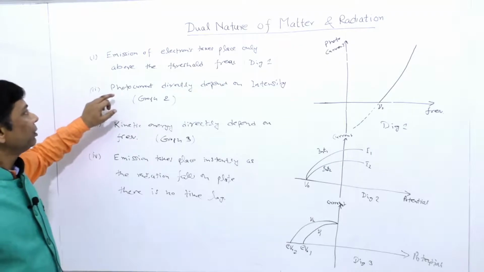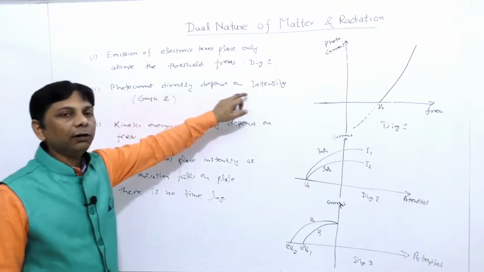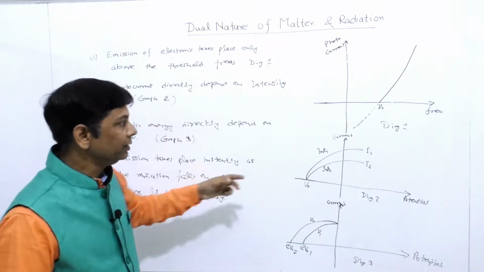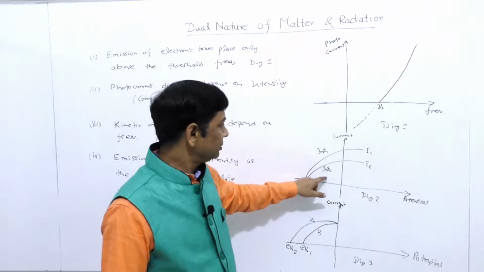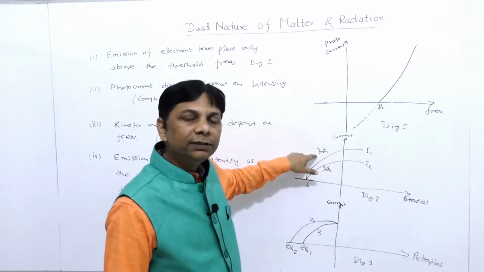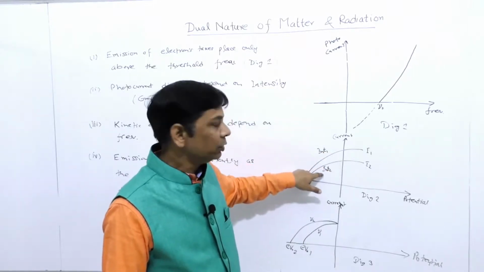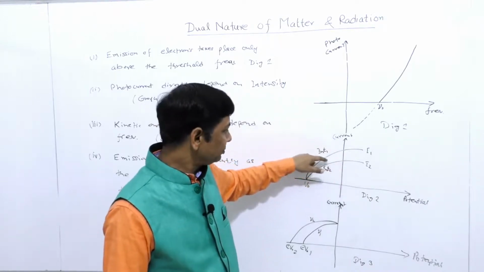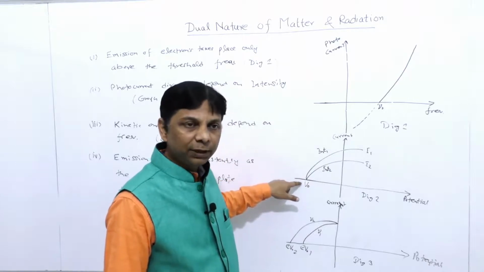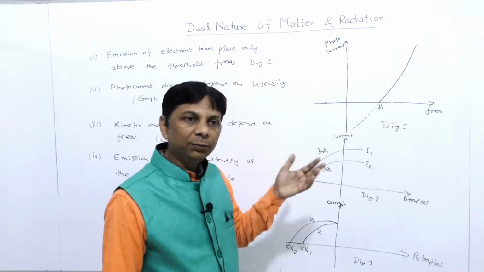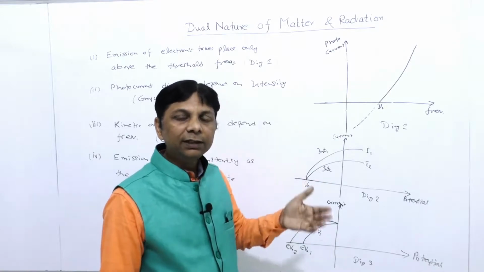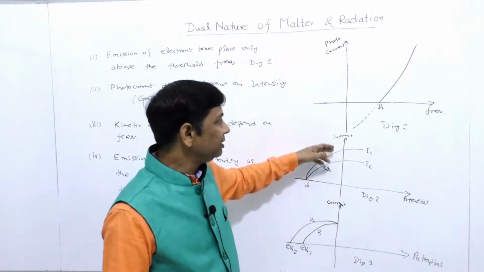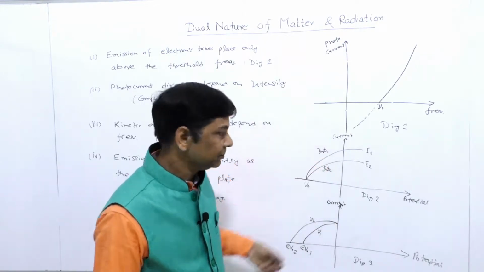Second law: photocurrent directly depends on intensity. It does not depend on frequency. In this diagram, you can see that two different intensities, 1 and 2, cause two different currents, I1 and I2, but they have the same common potential. That means their kinetic energy remains the same, so kinetic energy does not depend on the intensity of light. Only the current depends on the intensity of light.